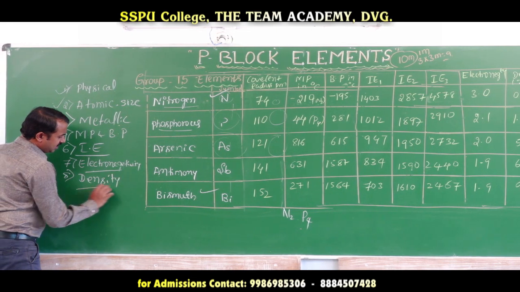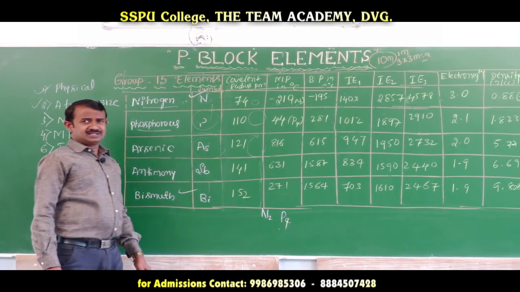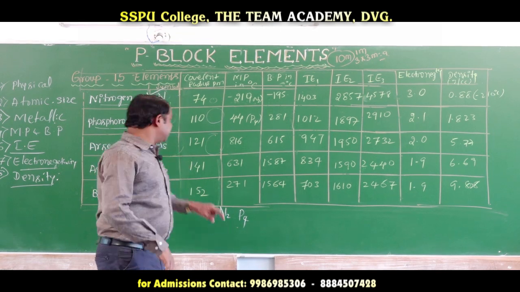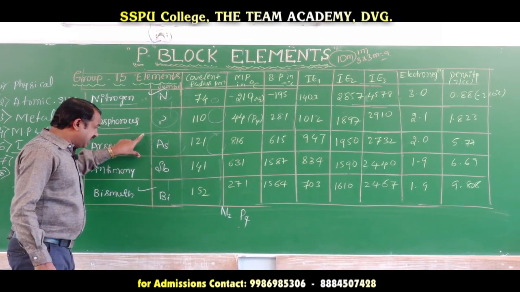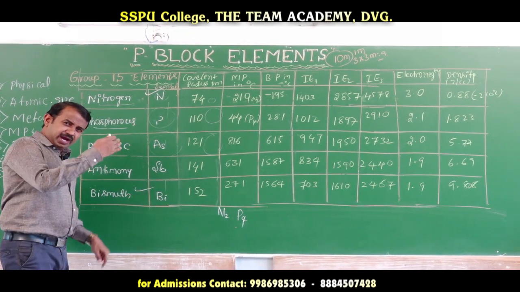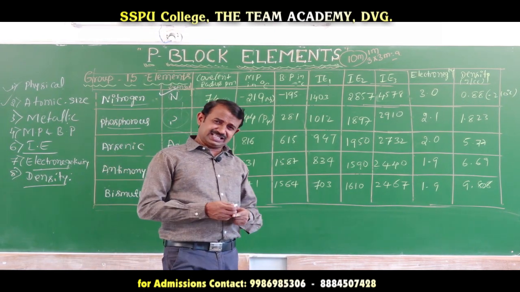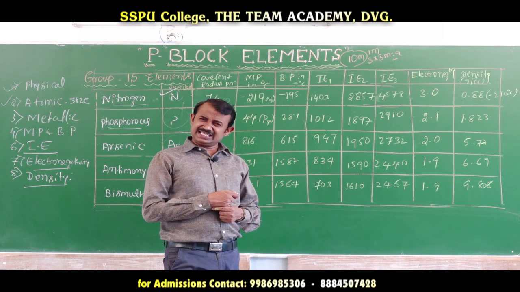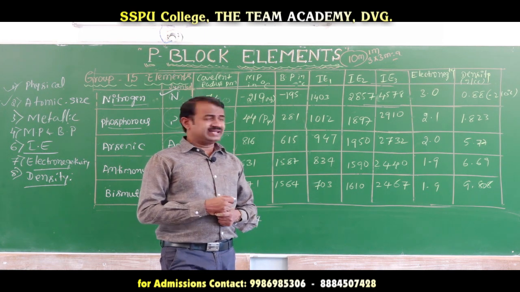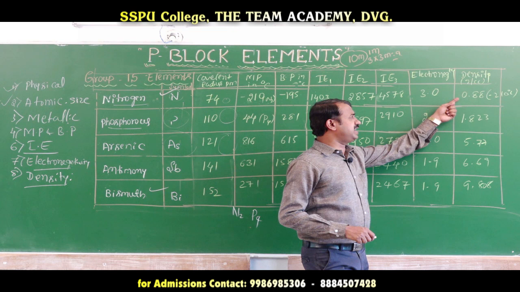Density. The density of group 15 elements, solid, metallic character: non-metals, metalloids and metals. Going downwards, the metallic character increases. Metallic character increases, which means density automatically increases in order. Density increases, and it is having 0.88.